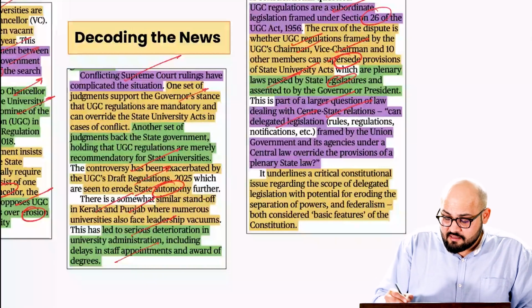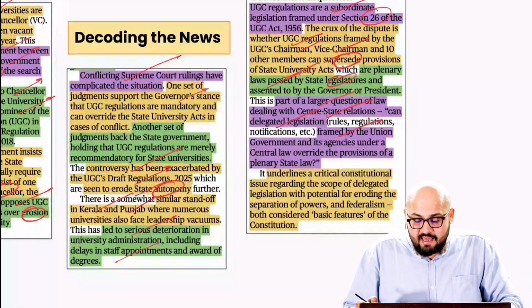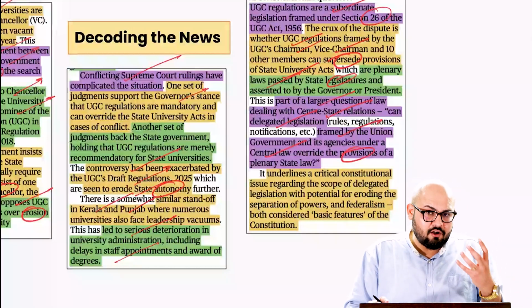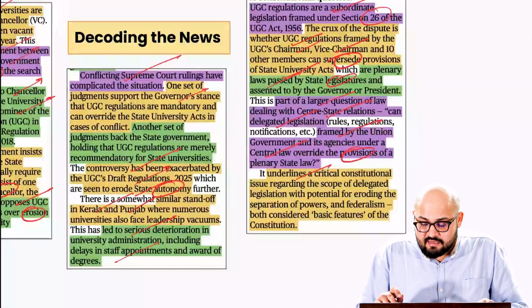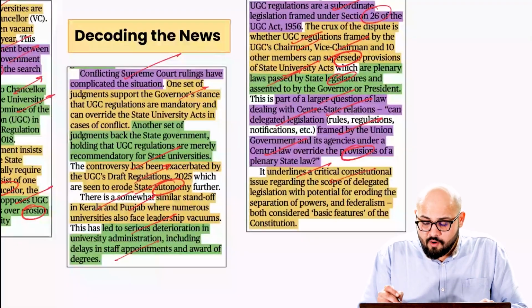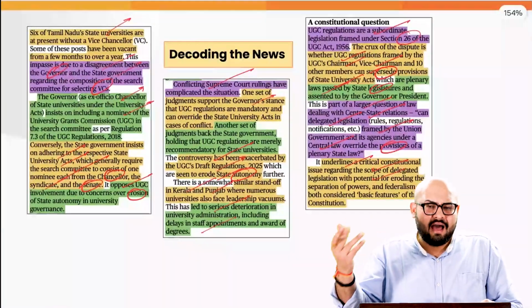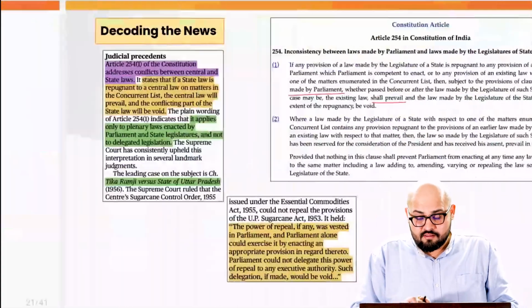Can the delegated legislations framed by the union government and its agencies under a central law override the provisions of a state law, right? It underlines a critical constitutional issue regarding the scope of delegated legislation, with the potential of eroding the separation of powers and the principle of federalism.